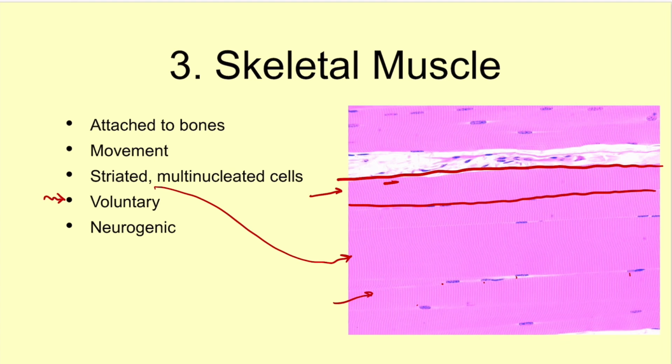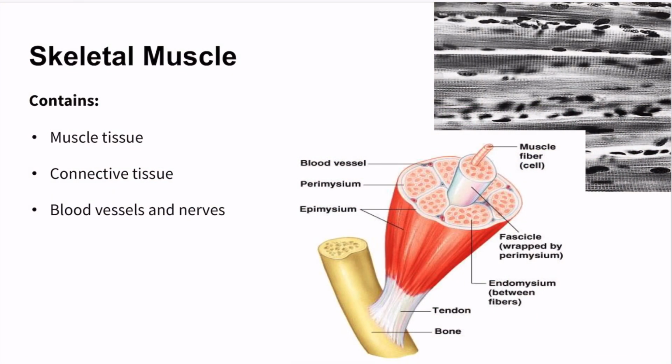And again, notice that it says neurogenic here, which means our brain controls the action here. And of course, these are voluntary, so we know that our brain controls these. So we're going to discuss the structure of skeletal muscle. And you can think of skeletal muscle as an organ. It contains all these different tissue types: muscle tissue, connective tissue to organize them, and then blood vessels and nerves around them as well.